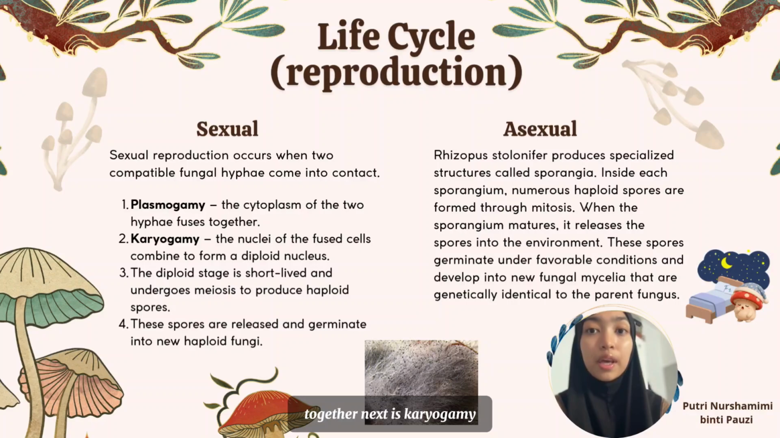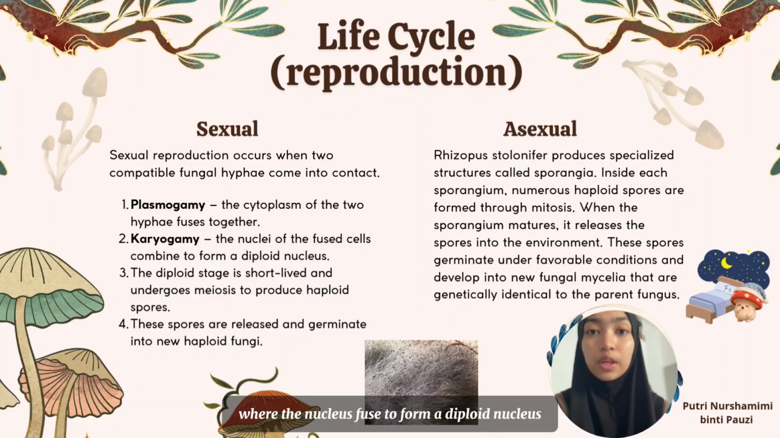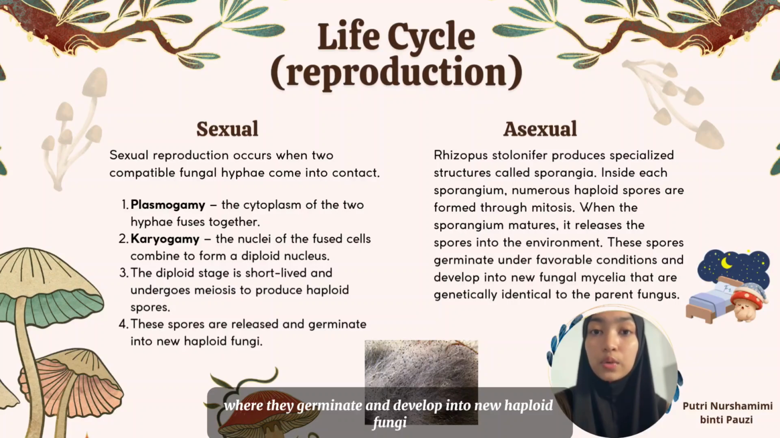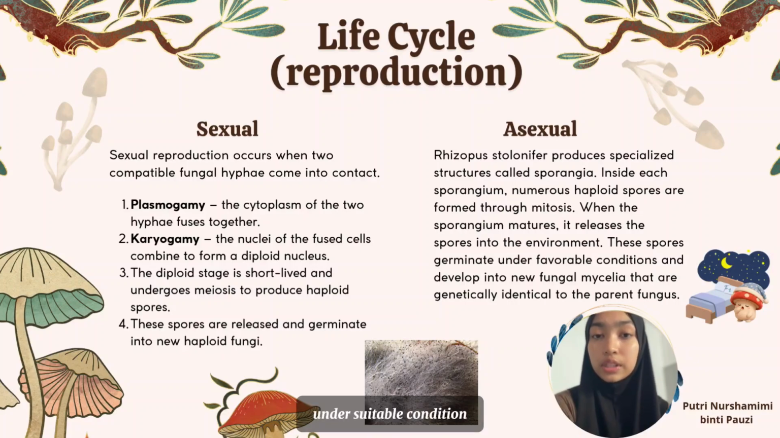Next is karyogamy, where the nuclei fuse to form a diploid nucleus. However, this diploid stage is only temporary. It undergoes meiosis to produce haploid spores. These spores are then released into the environment, where they germinate and develop into new haploid fungi under suitable conditions.